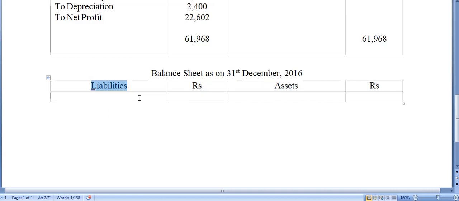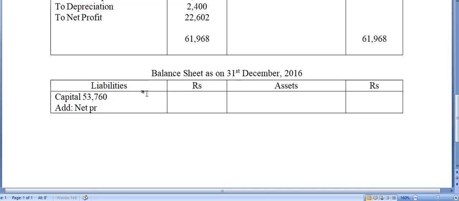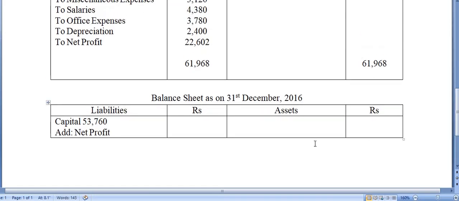Now you need to marshal it properly. By marshalling a balance sheet, we mean the arrangement of assets and liabilities in the order of their liquidity. I personally prefer making the liability side first, so I will start with this section. You can start with assets also, no issue. So capital is 53,760. Add net profit. The net profit is 22,602.